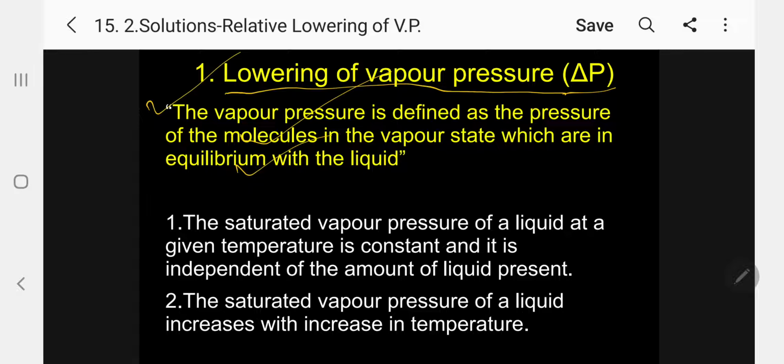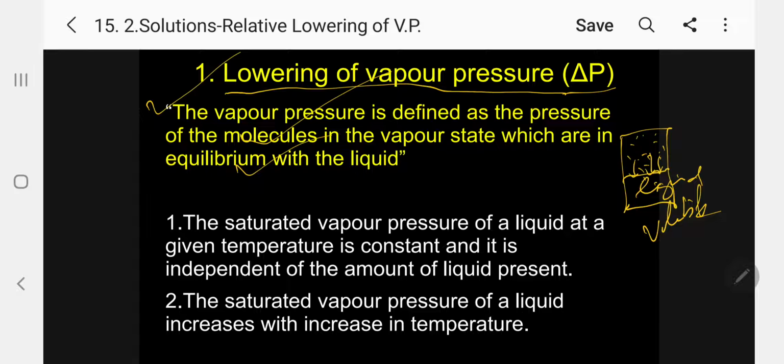Kindly follow. How to understand this? You take a closed container and take a volatile liquid. After some time, what will happen? Since there is no way to escape, some amount of vapors will occupy the top. Now there is an equilibrium between vaporized molecules and unvaporized molecules. The vapor pressure is defined as the pressure of the molecules in the vapor state which are in equilibrium with the liquid. So this is giving pressure.